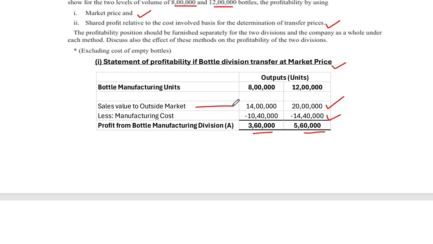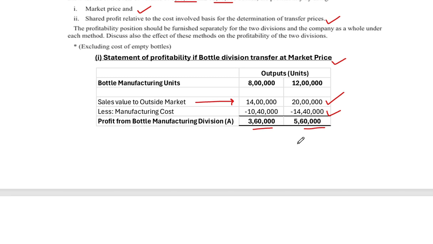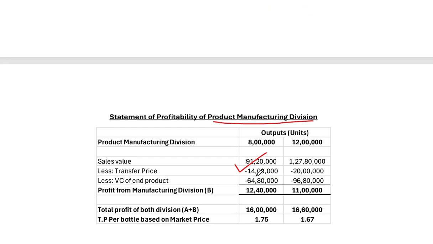Here we have taken the market price for 8 lakh units in the bottle division. So this will be the transfer price for the manufacturing product. The transfer price for 8 lakh units will be 14 lakhs, and the variable cost, the product cost, has been given in the question: 64 lakh 80,000. Now the profit for the manufacturing division for 8 lakh units is 12 lakh 40,000.